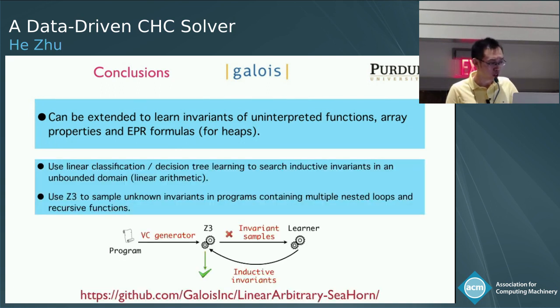In conclusion, we place machine learning algorithms into a general purpose verification framework to search invariants in the unbounded linear arithmetic domain. We combined overfitting and underfitting. And we also showed how to use an SMT solver to sample programs containing nested loops and multiple recursive functions to fit the machine learning algorithms.